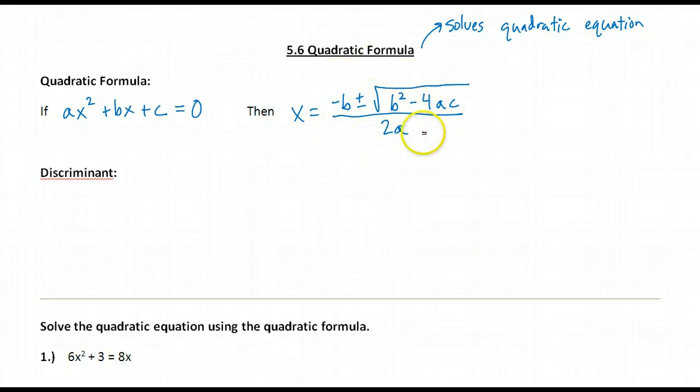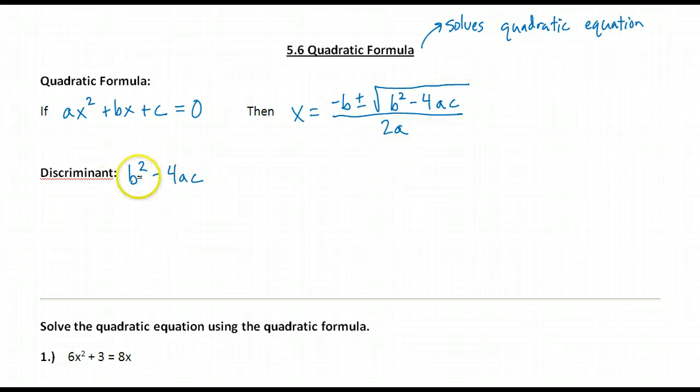Now some of the quadratic formula should look familiar to you. Negative b over 2a was how we found the x portion of our vertex when we were graphing a parabola in standard form. You should also recognize this plus or minus. This plus or minus is the piece that gives us two solutions. Now the other part of the quadratic formula, this b squared minus 4ac, is known as the discriminant. The discriminant tells us a lot about how our answer, our solution, is going to look.